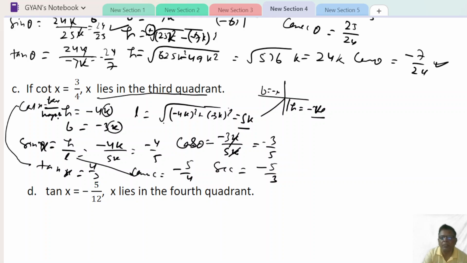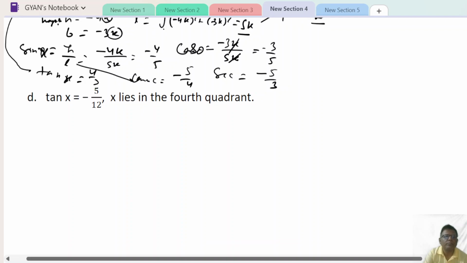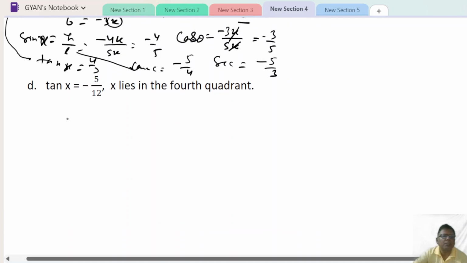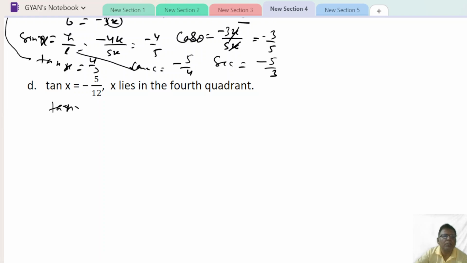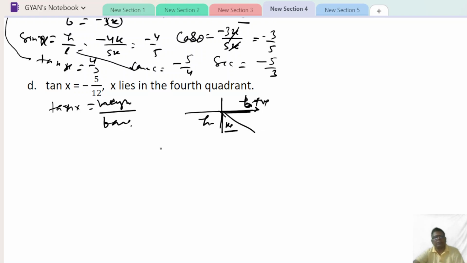Now come to the last question. Tan x is height by base. In which quadrant is it lying? In this quadrant, base will be positive and height will be negative. So height is negative, that means minus 5k for height and base plus 12k.